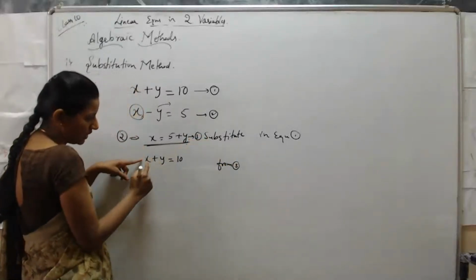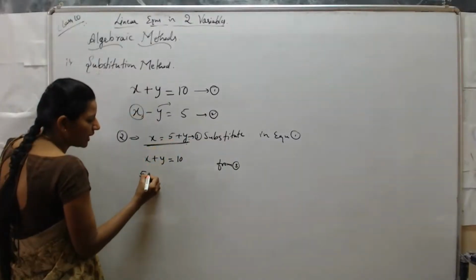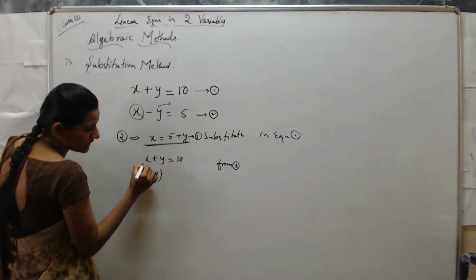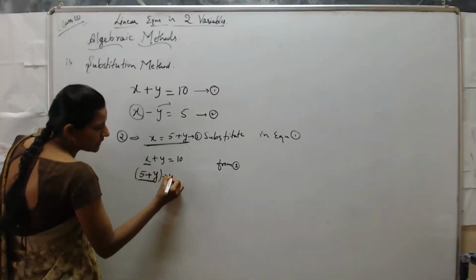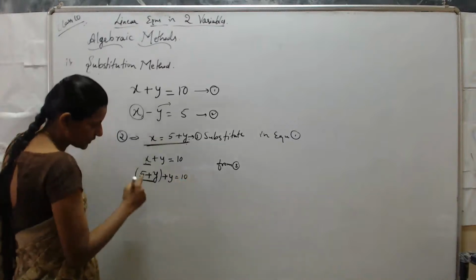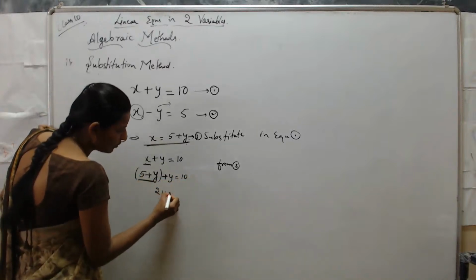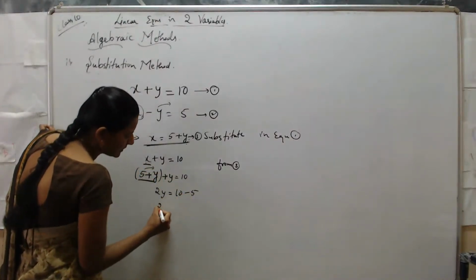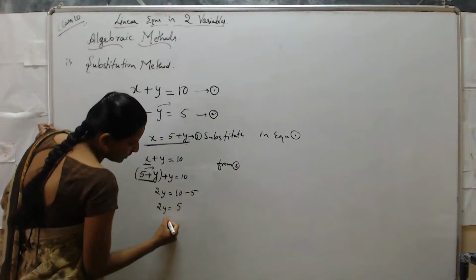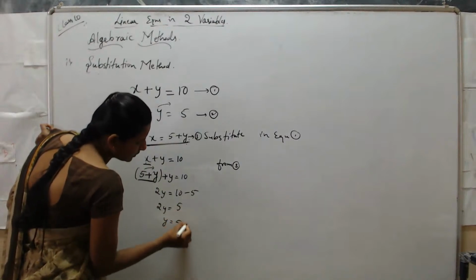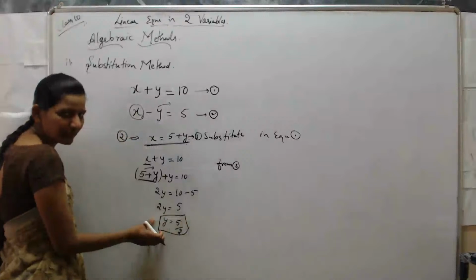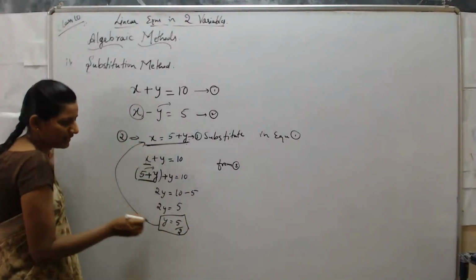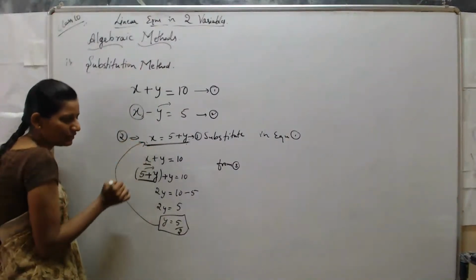From equation 3, what is the value of x? 5 plus y. So 5 plus y plus y is equal to 10. So y plus y is 2y, and 5 comes to the right side, so it becomes 10 minus 5 is 5. So y is equal to 5 by 2. We got the y value. Substitute this in this equation to get x.